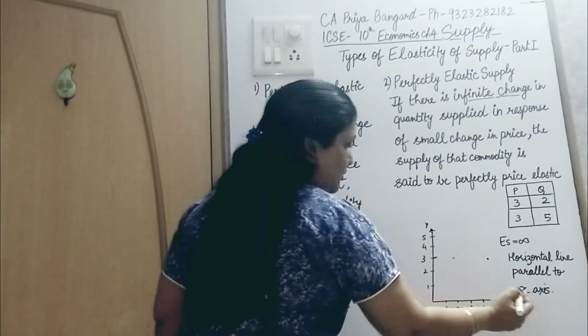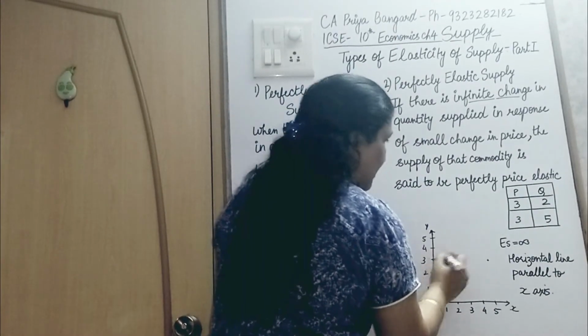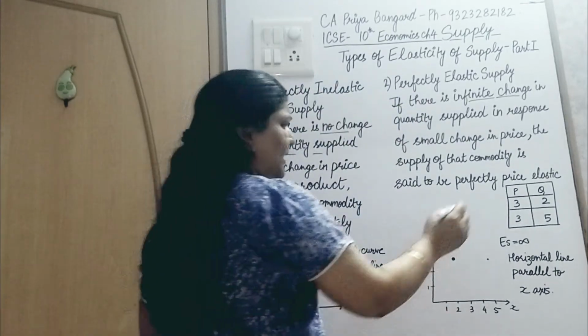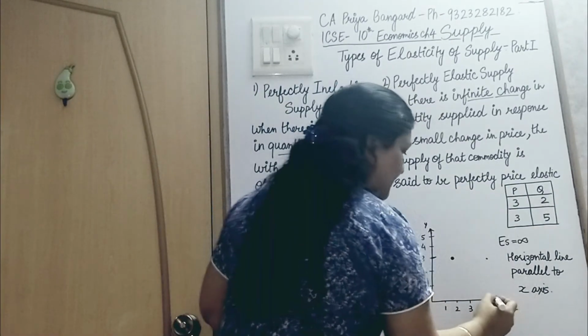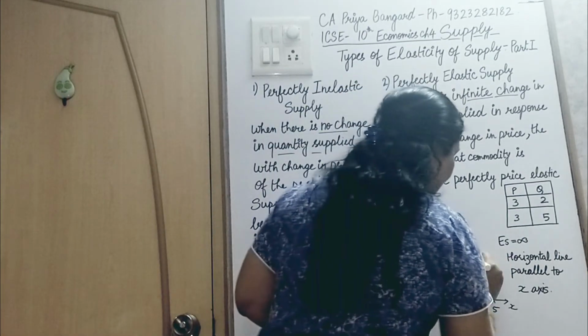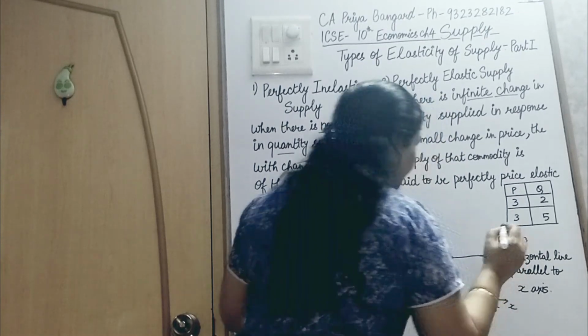So x-axis quantity, y-axis price. When price is 3, quantity supplied is 2. You get a point here. When price is 3, quantity supplied is 5. A point here. If you join these two, you get a supply curve, SS supply curve.